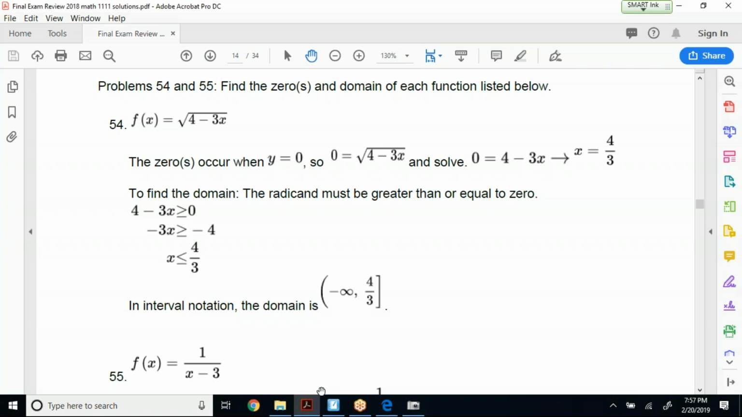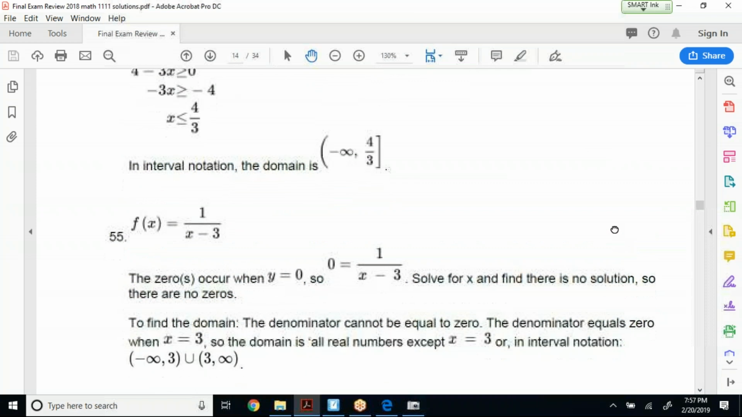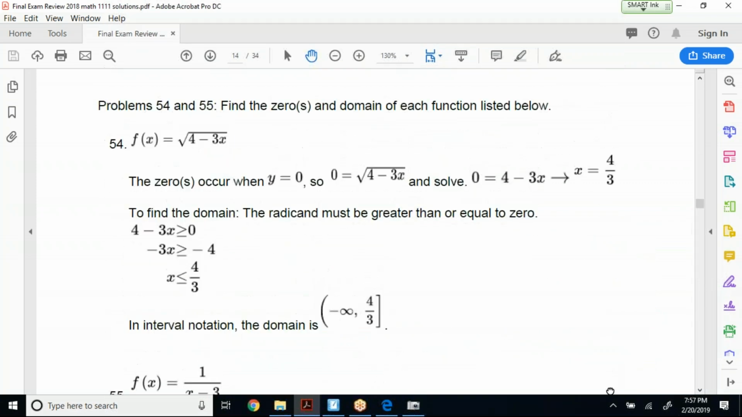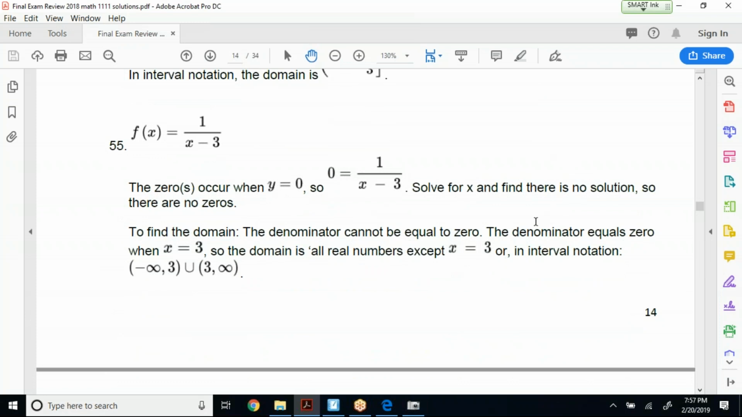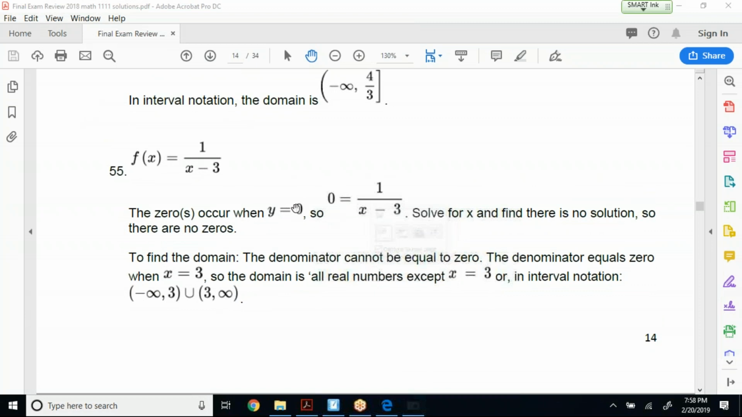Any takers? Anybody? 55? Is that one that I have on there? Yeah? Okay. So they want this one too? Domain and, okay, 54 and 55. Domain and solution, right? Huh? Okay. Well, if I can grab the right thing, I'll put it over there and I can explain how to work it.